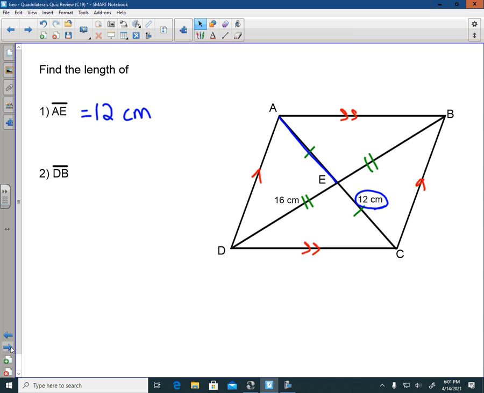And then you also have DB, which is, let's see, where is that? Oh, it's this whole thing from here to here. Wow, okay. Well, if we know one part of it is 16, and this other part is exactly the same, this is also 16. And if we add those up, 16 plus 16 is 32, and so it must be 32 centimeters. Okay, that's how you use those two theorems.